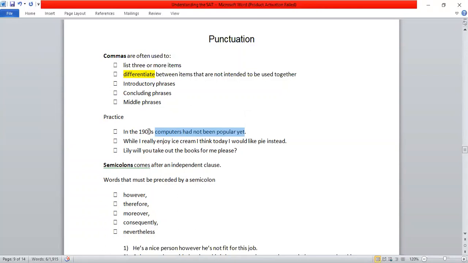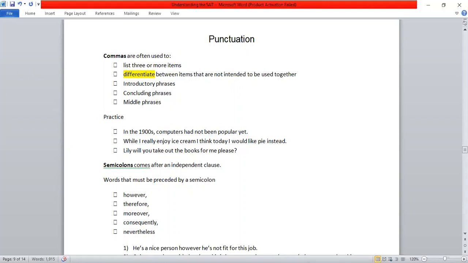In the 1900s, is that a complete sentence? It's not. So we need to put a comma after this. It's the introductory phrase. In the 1900s, which is just a phrase, not a sentence, computer had not been popular. So this is my sentence, and you can separate it with a yet. So now you could probably keep it like this. In the 1900s, computer had not been popular yet.